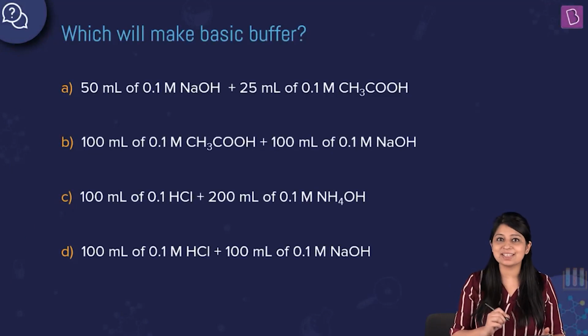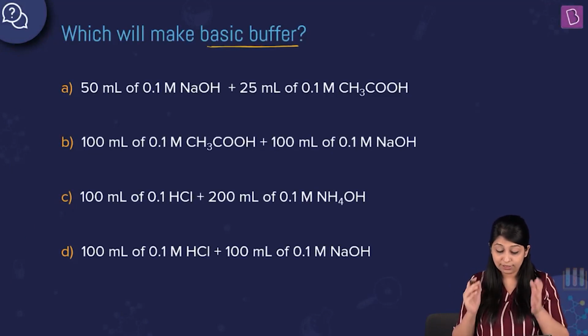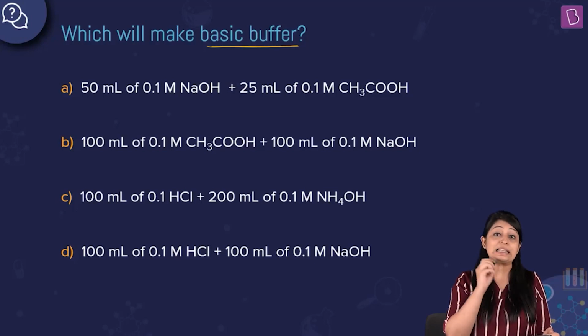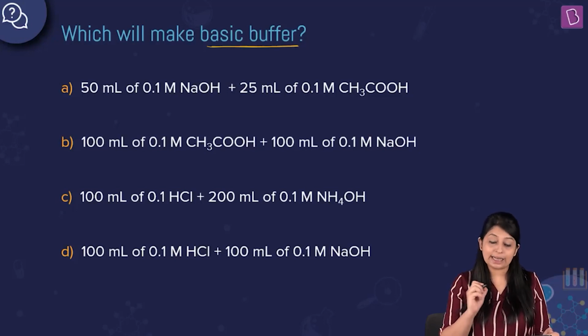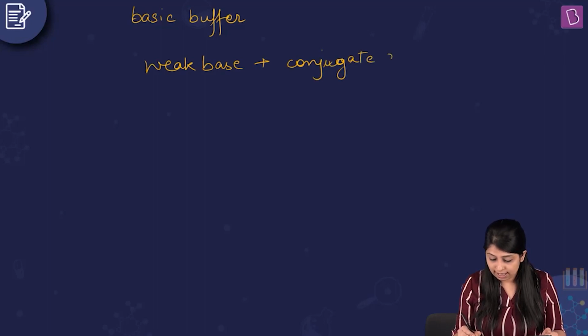Let's have a look at this question. Which will make a basic buffer? We have been given 4 sets of reactions, and we have to tell the correct option in which we are getting a basic buffer at the end of the reaction. But what is a basic buffer? A basic buffer is a combination of a weak base and its conjugate acid.